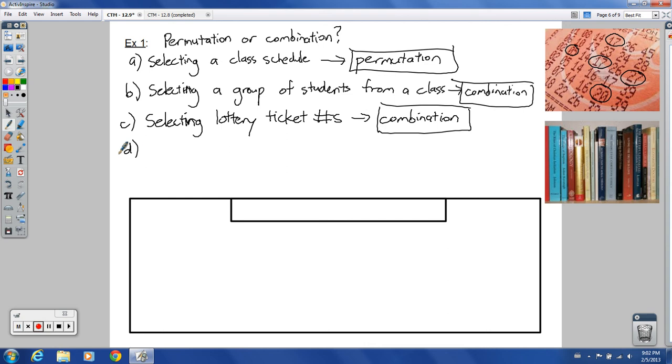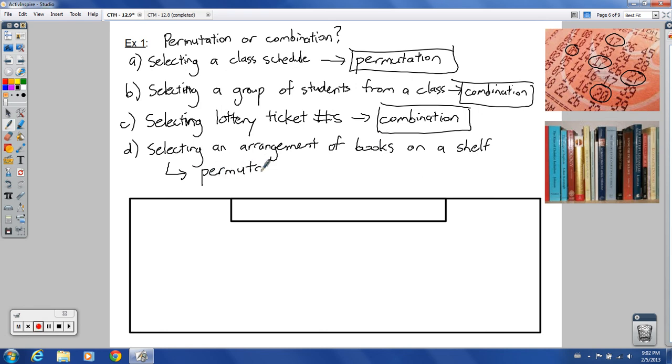And then how about one more, just to see if you got it down. Selecting an arrangement of books on a shelf. And that's what I've got going on right here. What would that be? I would argue that the order is going to make a difference. You could put this book here, or here, or here. It's going to be a different arrangement depending on where you place it. The order will matter in this case. Therefore, I would say that's a permutation type problem.